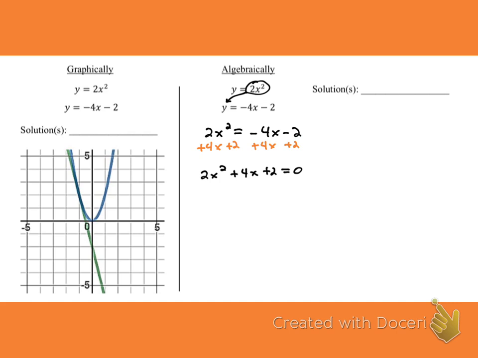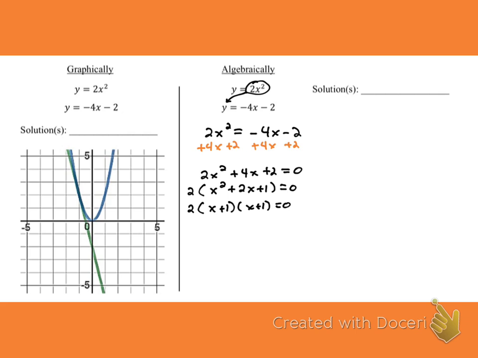So, what is my first step whenever I'm factoring? Greatest common factor. What would that be here? 2. Why not 2x? Because there's not an x on the third term. So that gives us 2 times x squared plus 2x plus 1 equals 0. So now I have a trinomial where a equals 1. So I only need 2 factors of 1 that add to give me 2. 1 and 1. So my factors will be 2 times x plus 1 times x plus 1 equals 0.